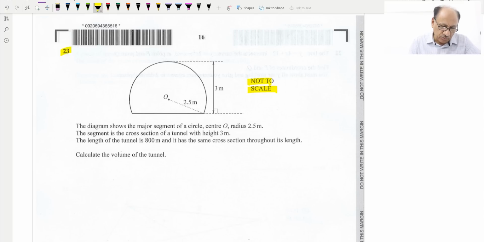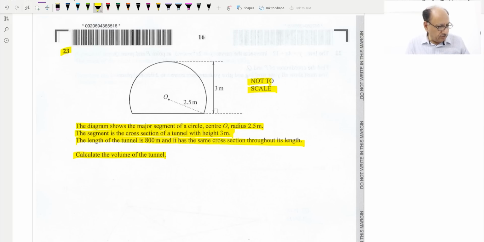Let us go through the question. The diagram shows the major segment of a circle, center O, radius 2.5 meters. The segment is the cross section of the tunnel with the height 3 meters. The length of the tunnel is 800 meters, and it has the same cross section throughout its length. Calculate the volume of the tunnel.